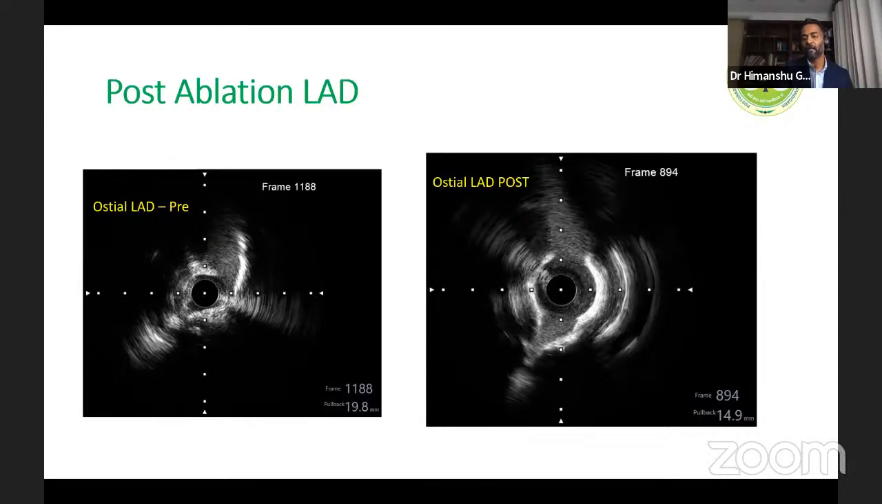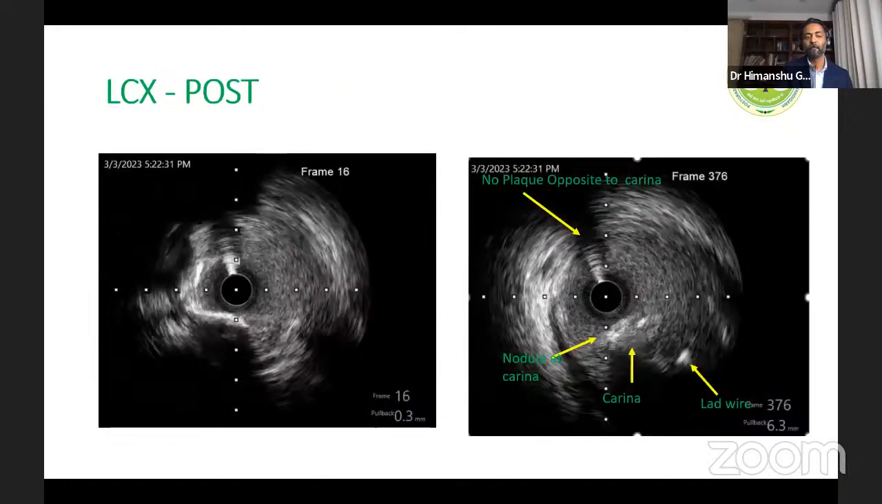You see very good reverberations from 2 to 6 o'clock. You even see the vessel beyond the intimal calcium. That also means that the calcium has thinned out so that the ultrasound beam is able to penetrate the calcium. So this is the type of calcium which is now ready to crack with your next device, which is either a balloon or a cutting balloon.